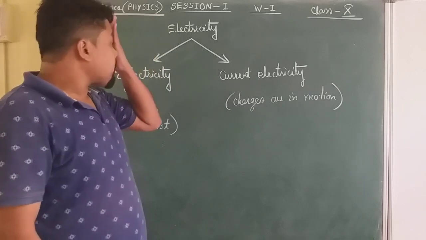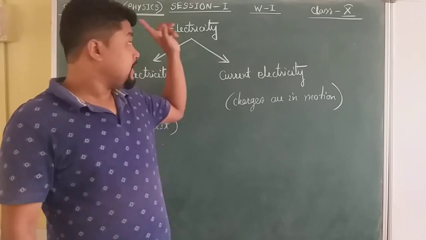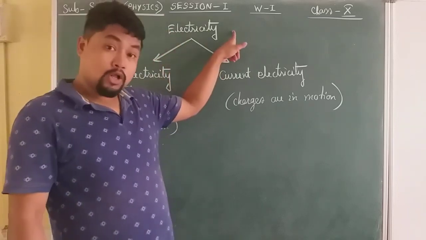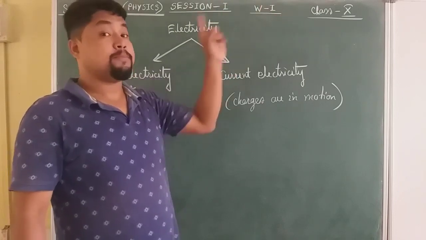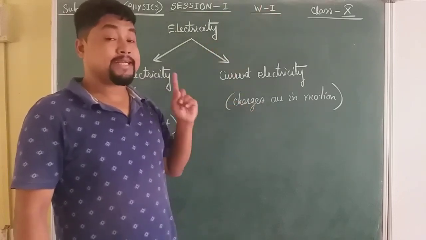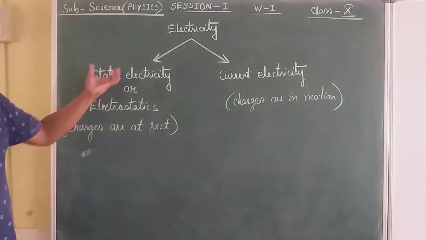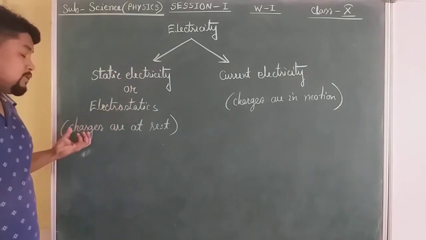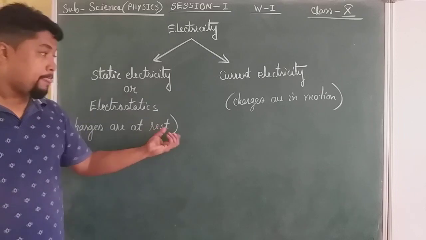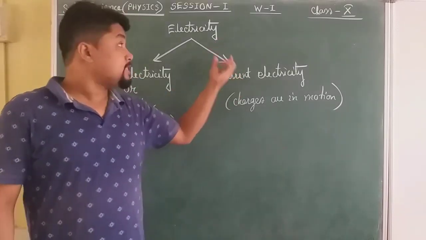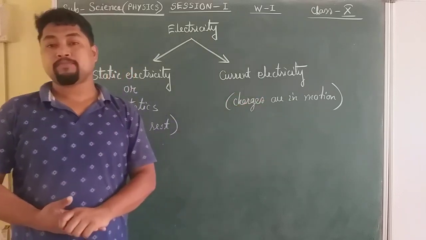Electricity is a form of energy, electric energy. Also, electricity is the branch of physics that concerns the properties and movement of electrically charged particles. Static electricity is the branch of electricity that deals with the study of charges which are at rest. And current electricity is the branch of electricity which deals with the study of charges which are in motion.